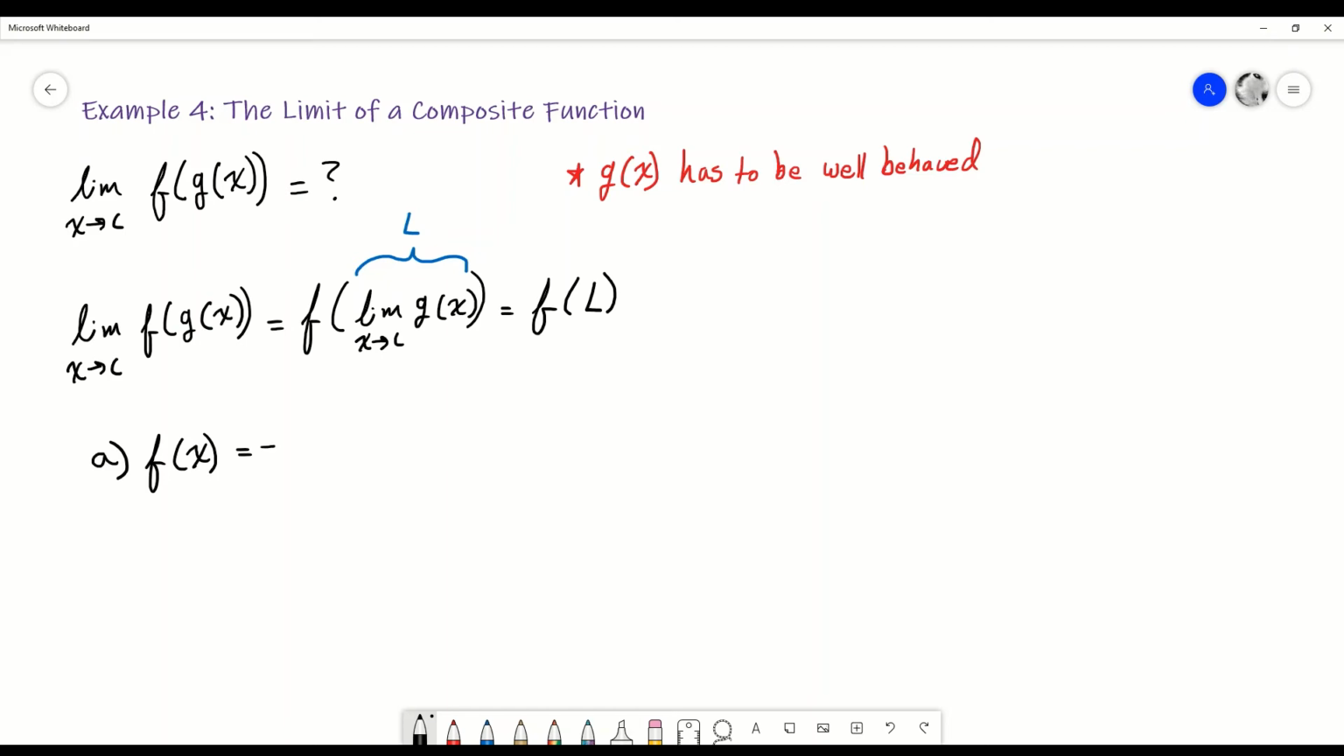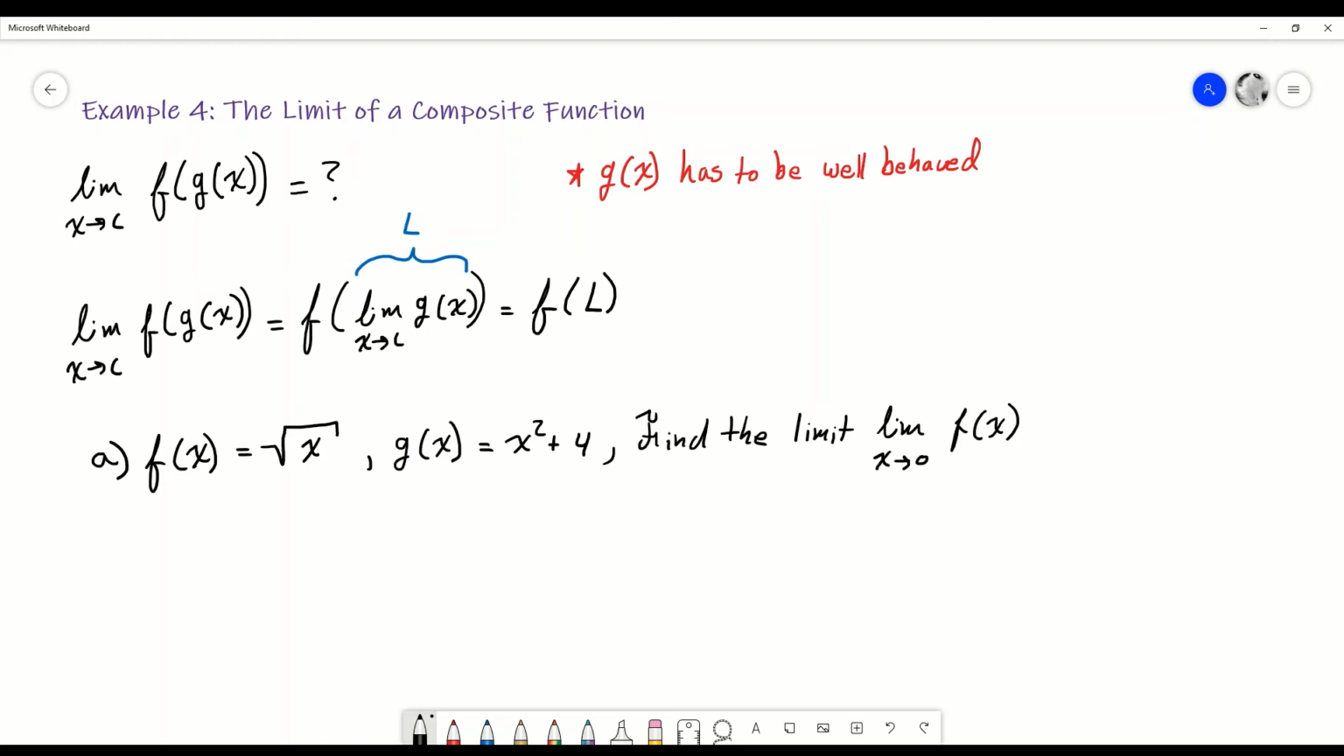So let's call f of x the square root of x, and let's call g of x x squared plus 4. And I want to find the limit as x approaches 0 of the composition f of g of x.